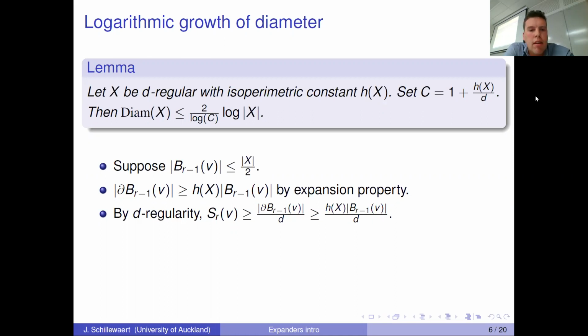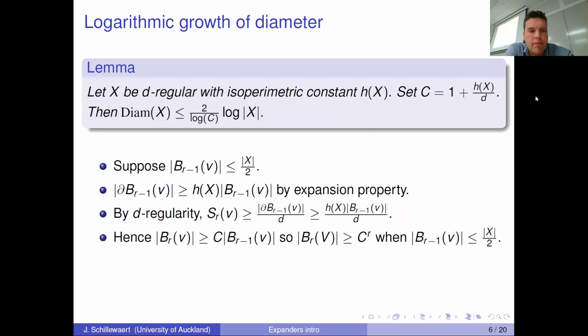So what have I done now? I have shown that the outer layer, the sphere, has a lot of elements. And now, of course, if I want to count the ball up to a certain radius, that's just the union of these spheres. So that's what I'm going to do. So B_R of V is hence greater than or equal to C times B_{R-1} of V. And repeating this argument, you see that this grows exponentially, as long as this ball has size at most x over 2.